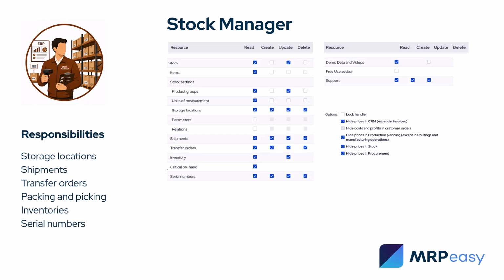The stock manager oversees all tabs in the stock module, with some areas limited to read-only access. They manage shipments and transfer orders, including picking and packing activities. This role is also responsible for creating and updating storage locations. The stock manager can manage inventory, including adjusting stock levels, and, where applicable, enter serial numbers for received goods. All prices are hidden for this role.